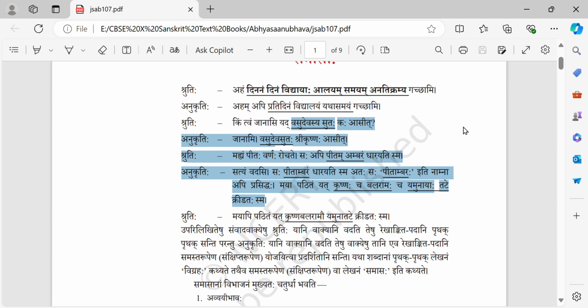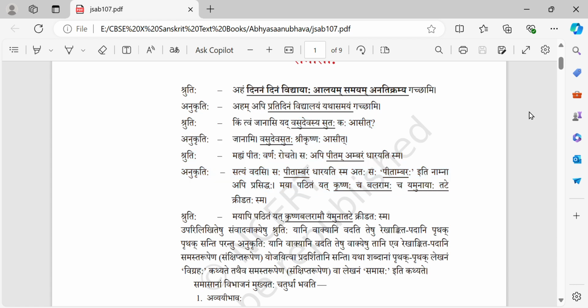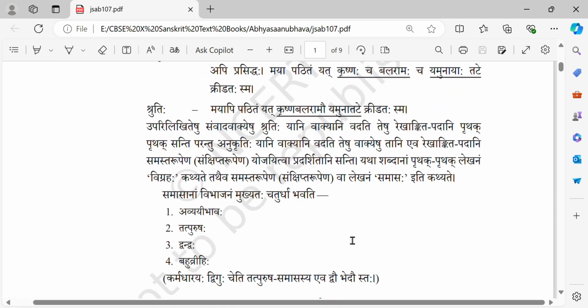So samasa means samasta pada. So the same thing is given here. Now, they have given samasanam vibhajanam mukhyatah chaturda bhavati. There are four kinds of samasas. This is the major division of samasa. First is avyayeebhava. Second is tatpurusha. Third one is dvandva. Fourth one is bahurvihi.